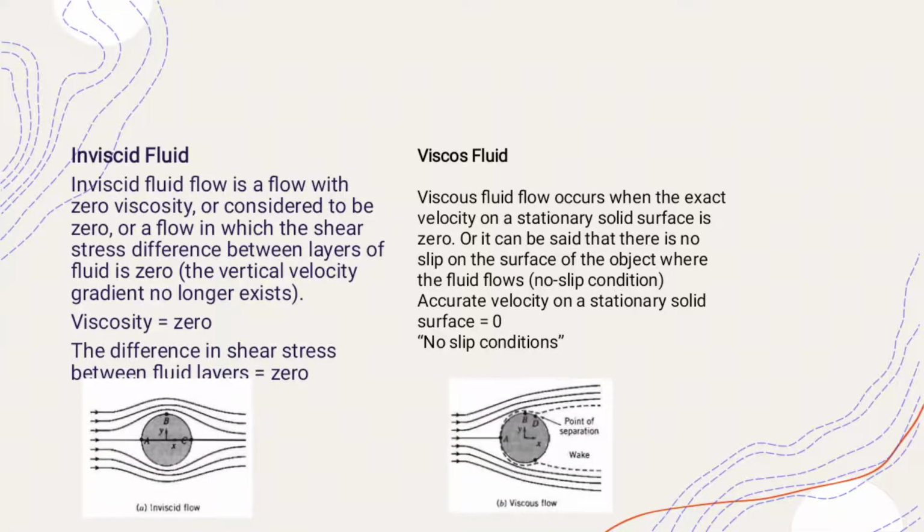The viscous fluid. Viscous fluid flow occurs when the fluid velocity at a stationary solid surface is zero, or it can be said that there is no slip on the surface of the object where the fluid flows, which is the no-slip condition. Fluid velocity on a stationary solid surface equals zero, the no-slip condition, as shown and explained in the picture.